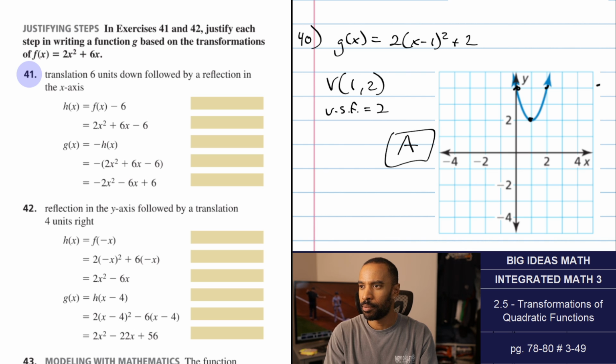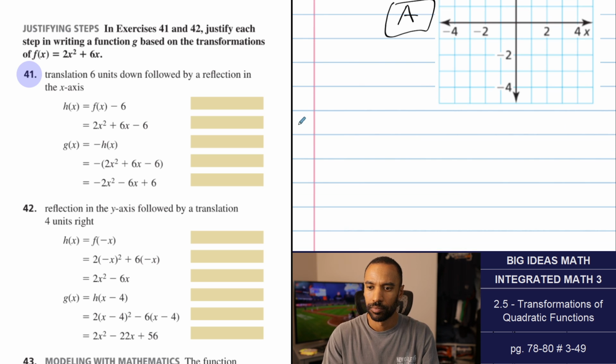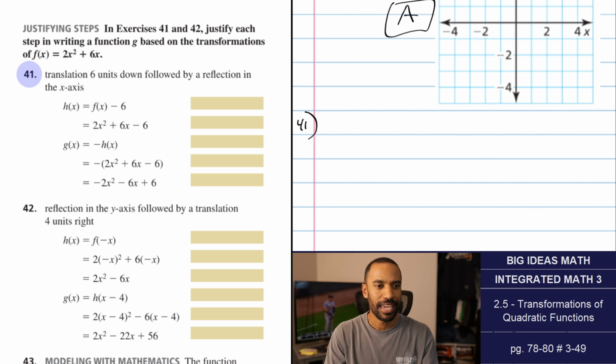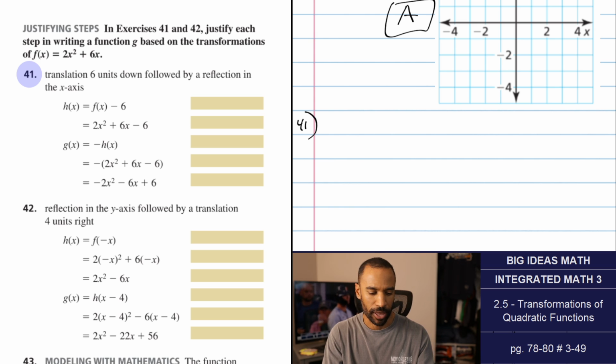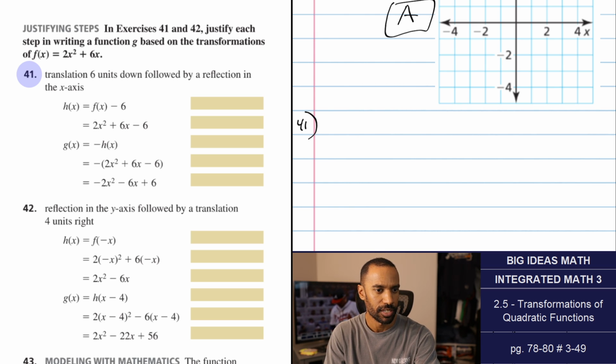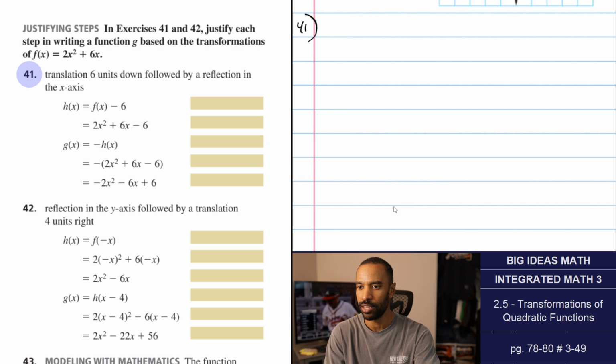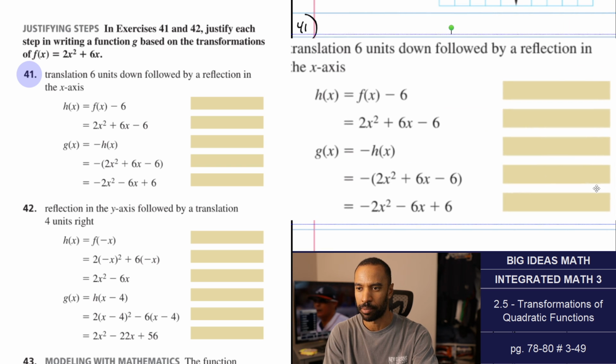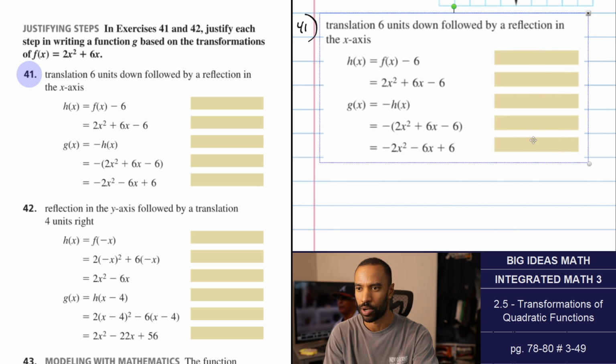All right, we have 9 more problems to go. We're on number 41. In exercises 41 and 42, justify each step in writing a function g based on the transformations of f of x equals 2x squared plus 6x. Well, they want us to fill in these blanks. I'm just going to copy and paste that whole text box thing so I can just write inside there. I've done that with proofs in the past for IM3 videos. I'm sure this is fine that I do it here as well.